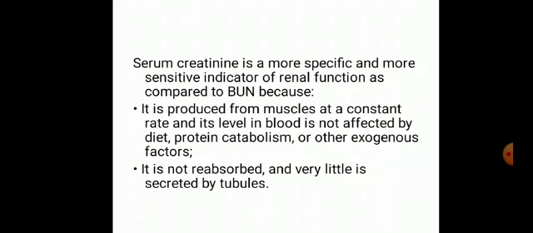Serum creatinine is a more specific and a more sensitive indicator of renal function as compared to blood urea nitrogen, because it is produced from muscles at a constant rate and its level in blood is not affected by the diet, protein catabolism or other exogenous factors. Also, it is not reabsorbed and very little is secreted by the tubules.